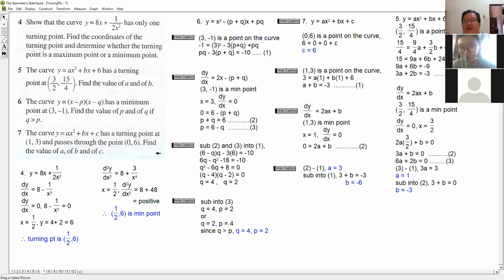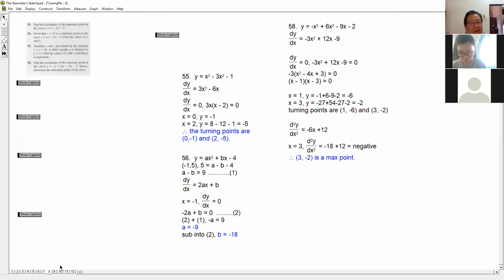The third one comes from dy/dx. You put dy/dx equals to 0, and you can form another equation. So you can easily solve the three equations. Okay, so we move on to the next question.